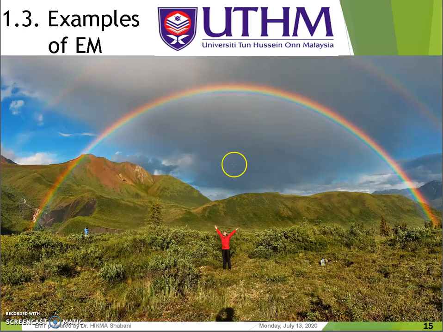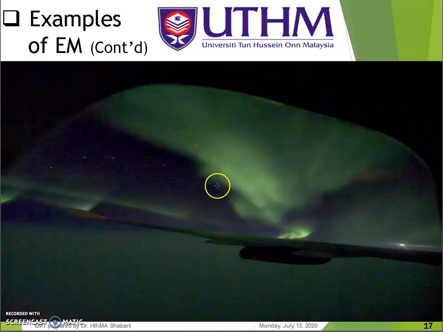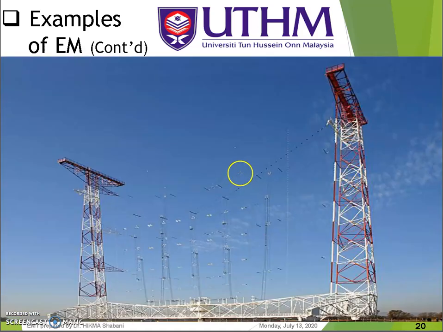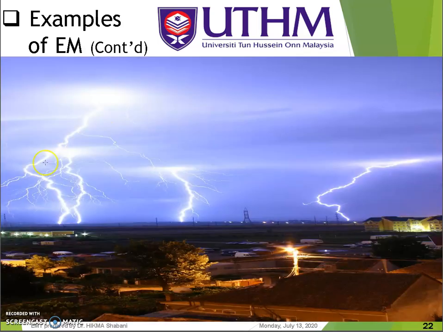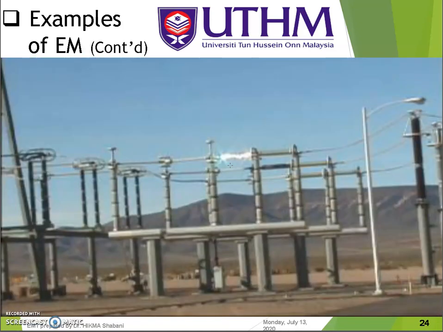So now we have a few examples of electromagnetic waves. I can see here the rainbow is also one example of electromagnetic waves. We have other examples here, as you can see in the pictures. So many electromagnetic waves in the transmission lines and the different antennas, all this in the skies, you can see. So electromagnetic waves can hit anywhere, any place in the transmission lines.